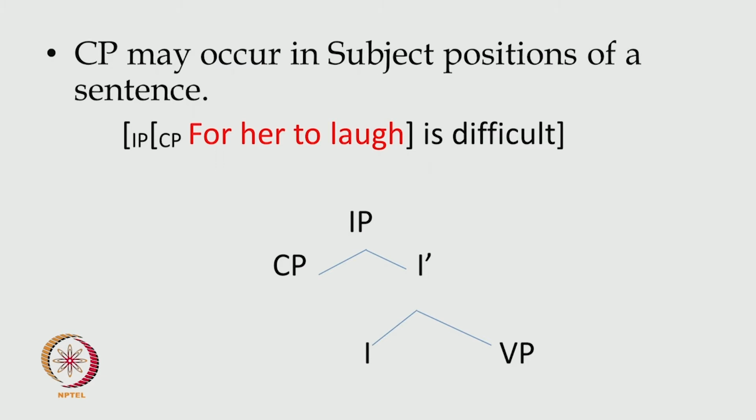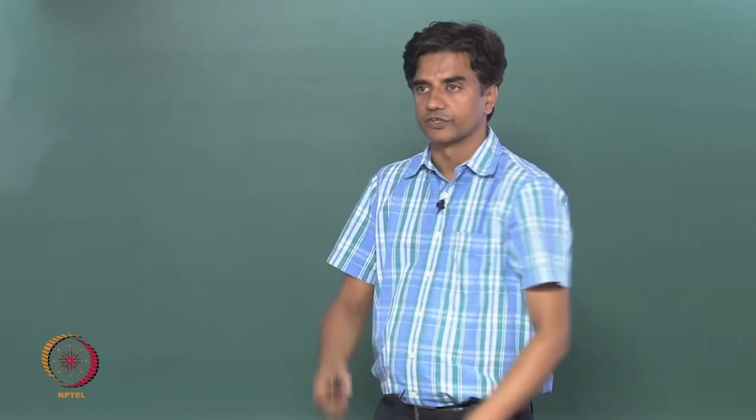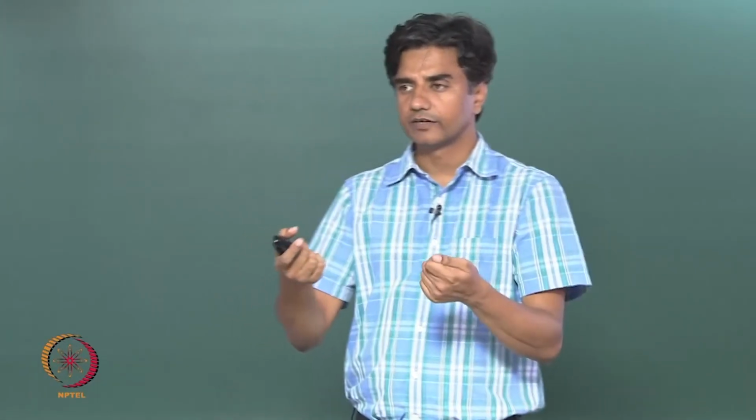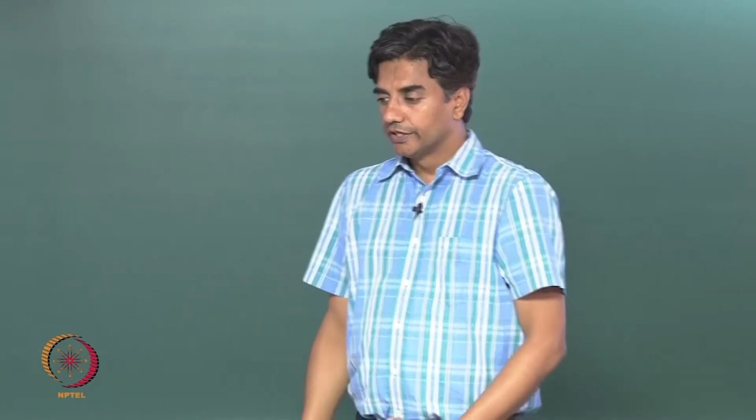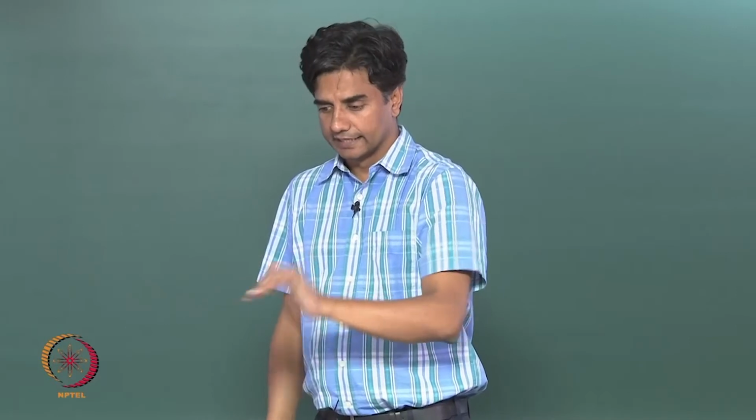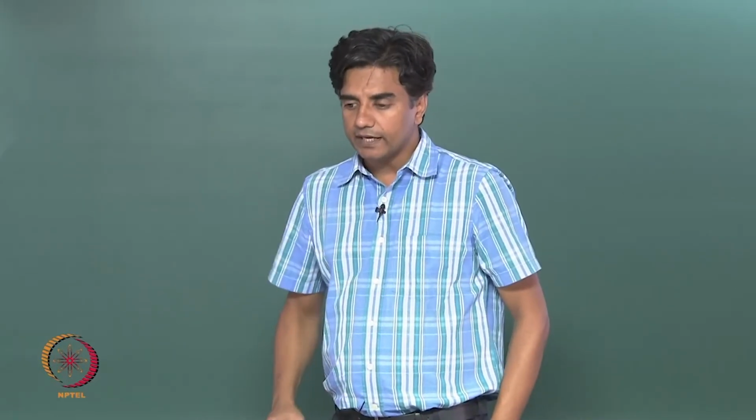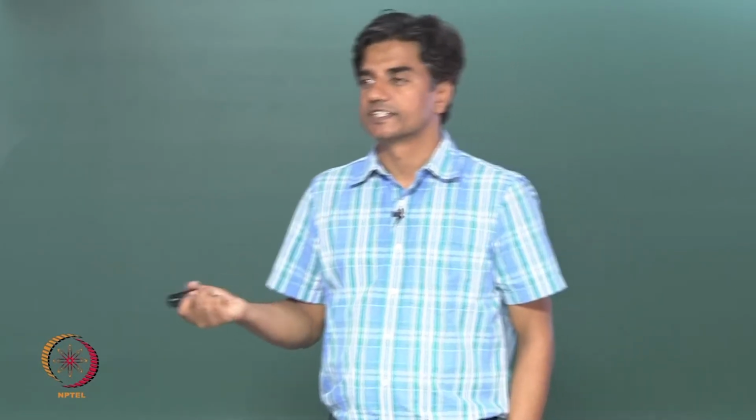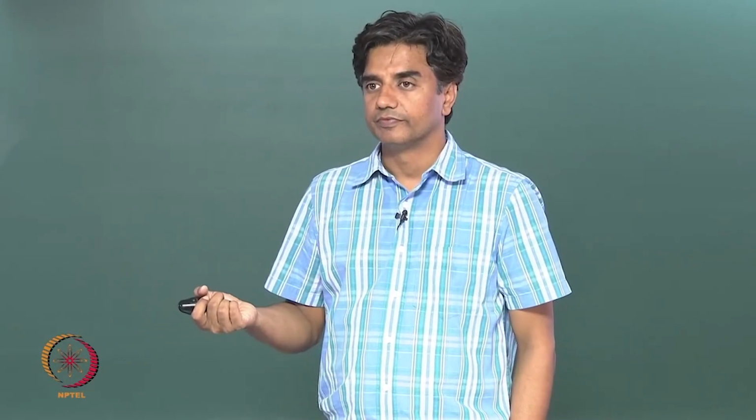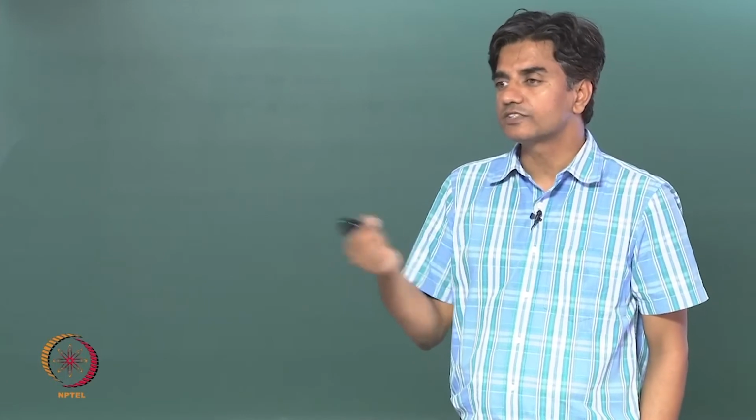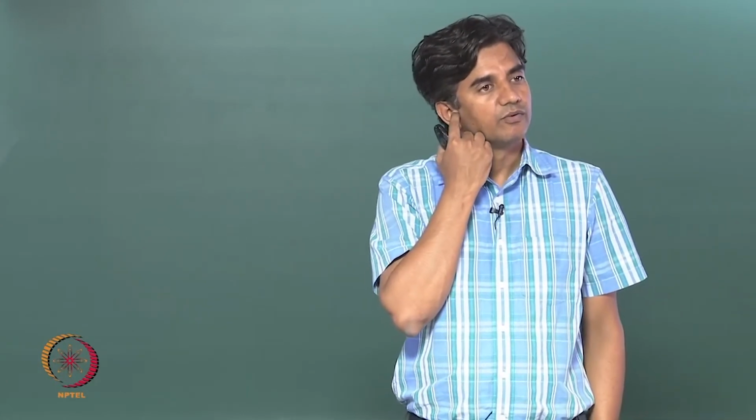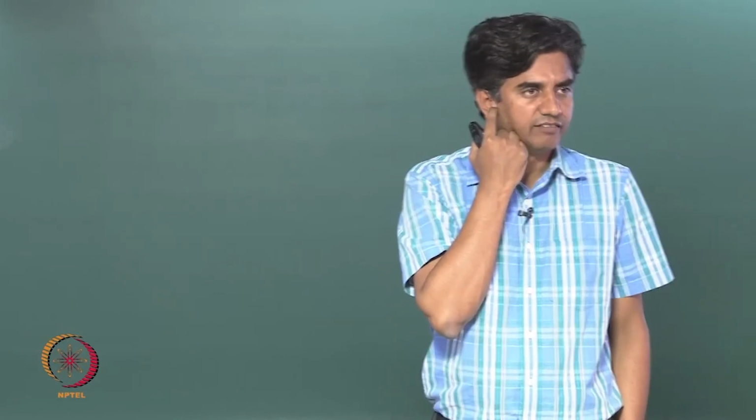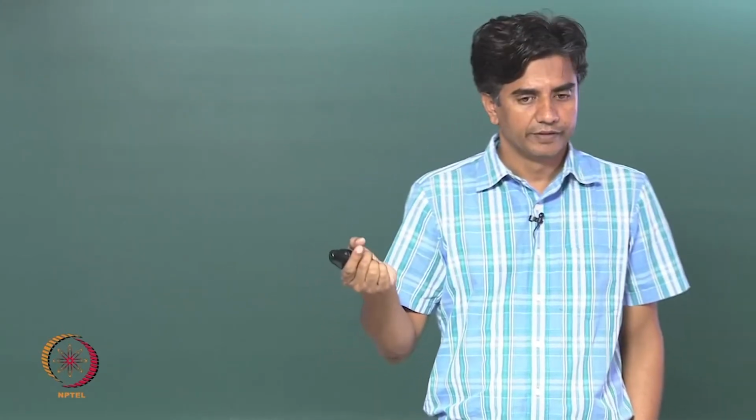So something like this. Let me see if I have an example. All right, let me go ahead and then I'll answer this question. What was the question that I was trying to answer? Why C is a functional category? Okay, I'll show you that. CP may be in the subject position sometimes. What have you seen in the subject positions of a sentence so far? Mostly we have seen an NP, right? Like John or Mary.